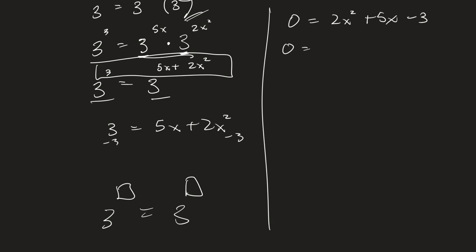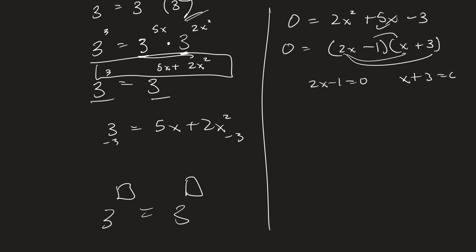Okay, now I factor. And you can use the group factor or the AC method or whatever you want. I think it'll be 2x here and an x, and then 3 and 1. So I think I'll put a plus 3 here and a minus 1 there. Let me just check. 2x² plus 6x minus 1x gives me the 5x, minus 3. Good. So then 2x minus 1 equals 0, or x plus 3 equals 0.